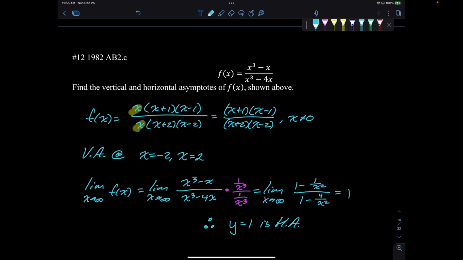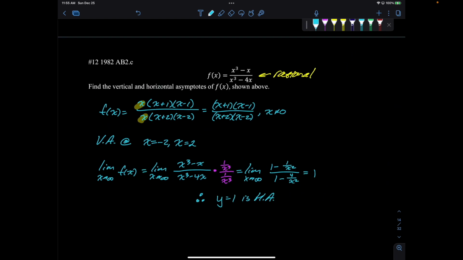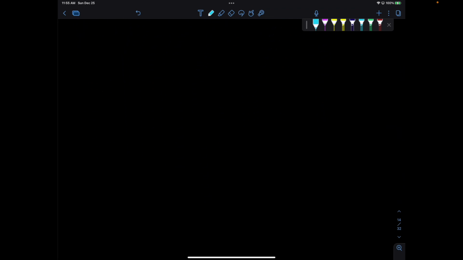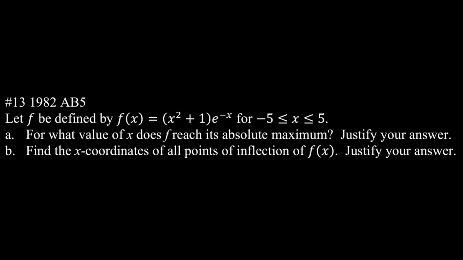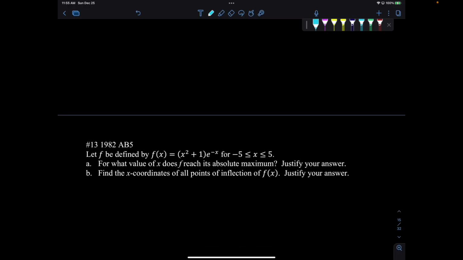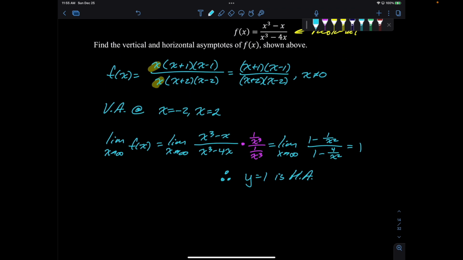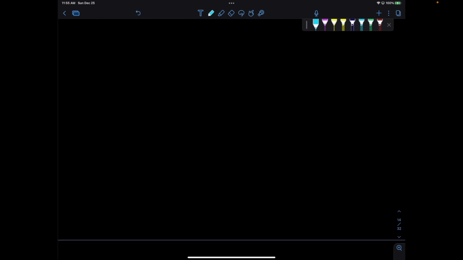Since this is a rational function, the limit to infinity and negative infinity, if it is a finite value, will always be the same. So we don't need to go to negative infinity on this one, but only because this is a rational function. All right, not bad. Let's go on to number 13. Did I number them wrong or did I just say it wrong? I said it wrong. All right, 13.